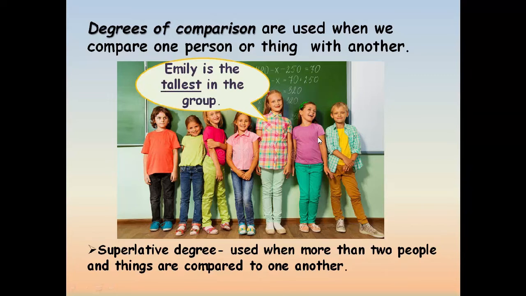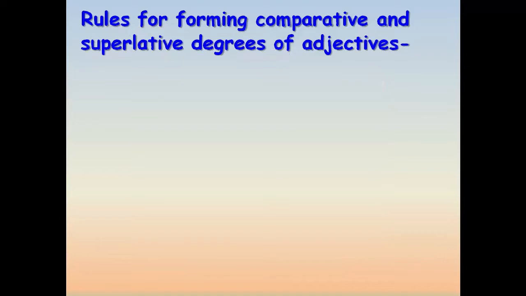When you're making comparisons between two people or two things, you use the comparative degree. But when you're making comparisons between more than two people or more than two things, you use the superlative degree. And when we use the positive degree, we are not making any comparisons. We're just talking about the qualities of one person or of one thing. Let's move on from here.